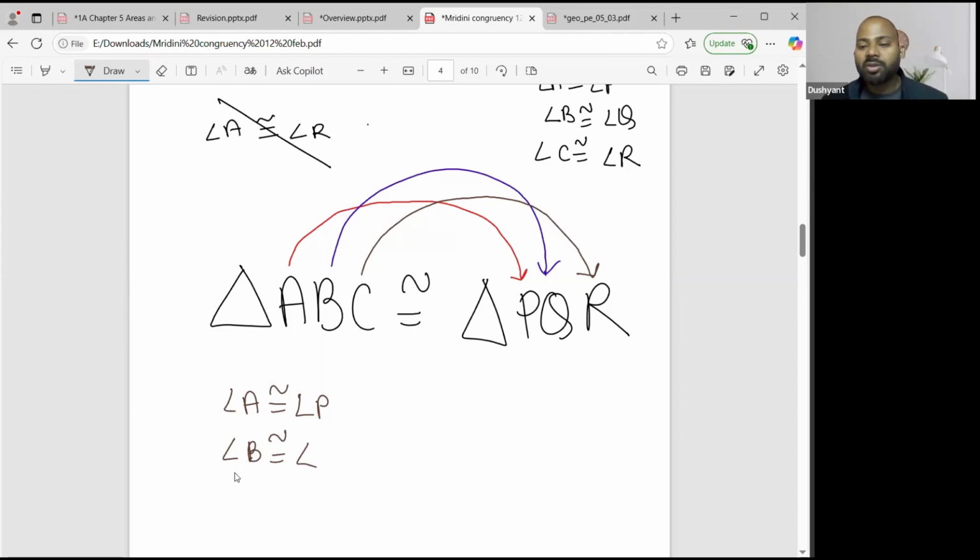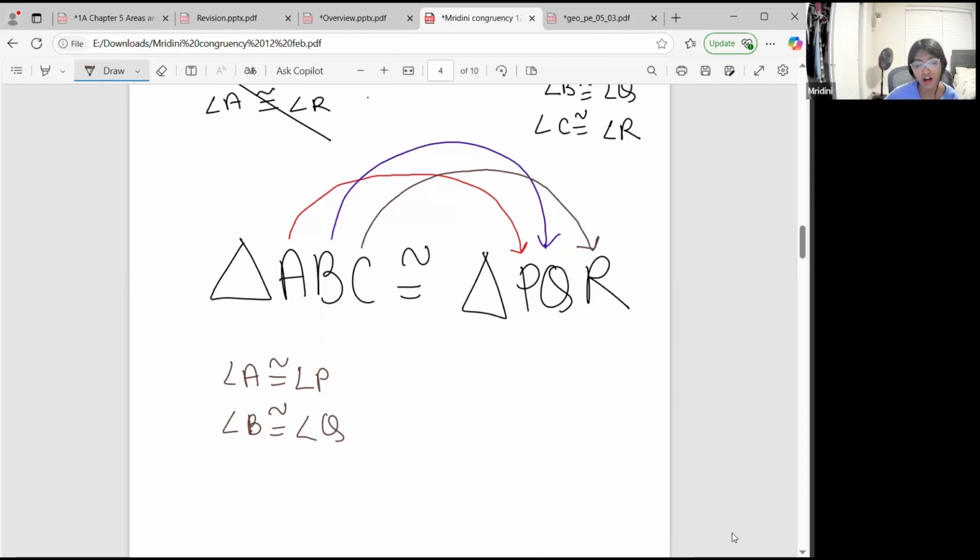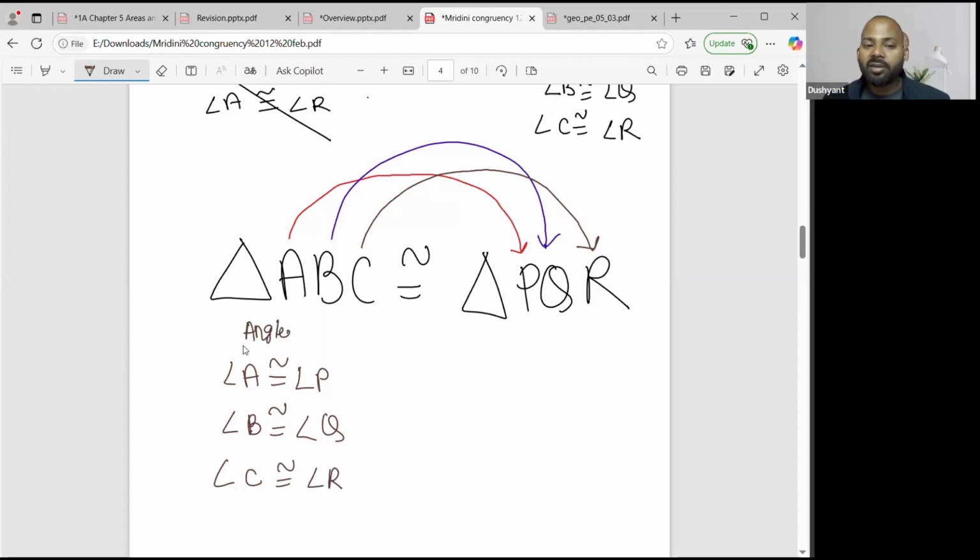So this is my angle B, which is congruent to angle Q. And angle C would be congruent to... Tell me, angle C will be equal to angle R. Not equal, let's say congruent. Angle C is congruent with angle R. Now these are the corresponding angles I have written.